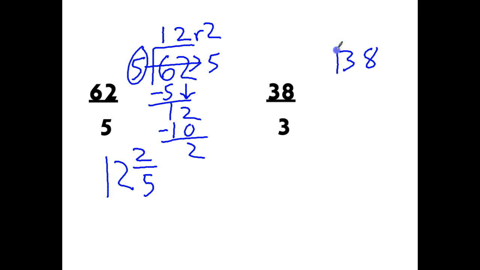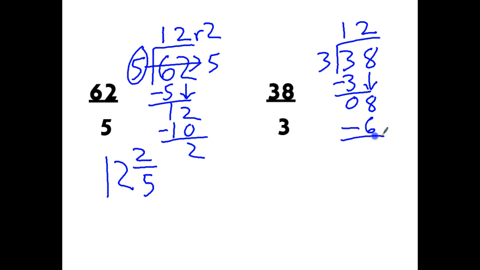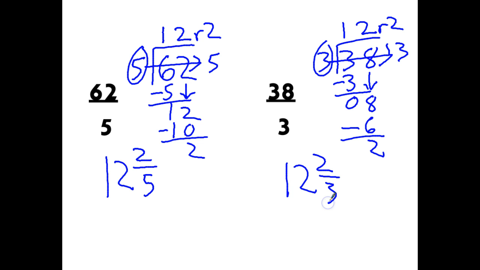38 thirds. 3 goes into 3 one time. Nothing left, but I've got an 8 to bring down. How many 3's in 8? 3, 6, 9. Well, that'd be 1 too many, so let's go 6. 3 times 2 is 6. 2 left over. Bring my denominator over. My answer is 12 and 2/3. And that was how I was changing improper fractions to mixed numbers.